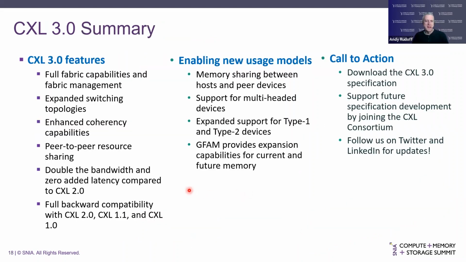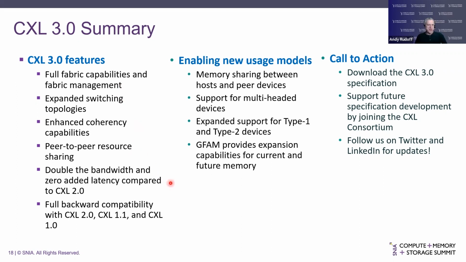Okay, so in our little whirlwind overview, here's my summary. We talked about fabric capabilities and that there's fabric management added to the 3.0 spec. We talked about how the switching topology is greatly expanded over what you could do in 2.0. And we talked about this new back-invalidate coherence mechanism, which again, I think enables all sorts of interesting new use cases, including peer-to-peer resource sharing.